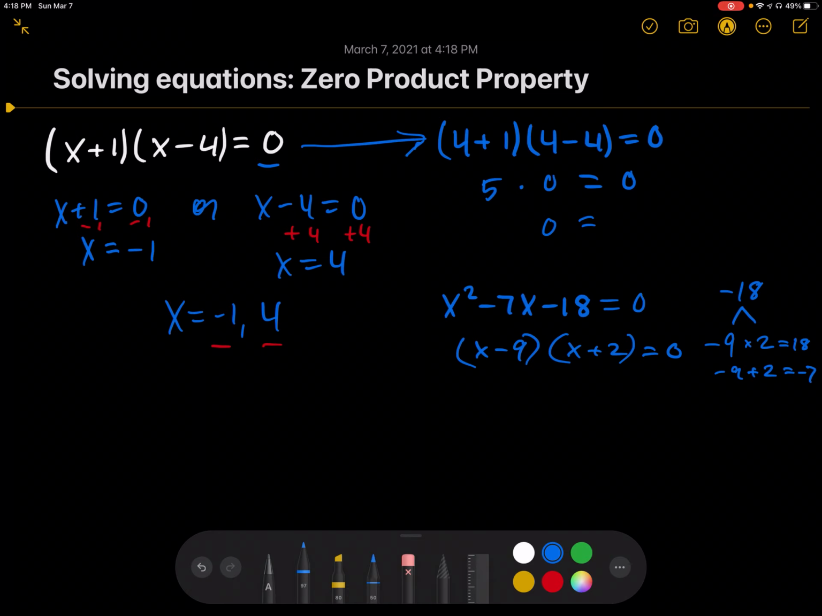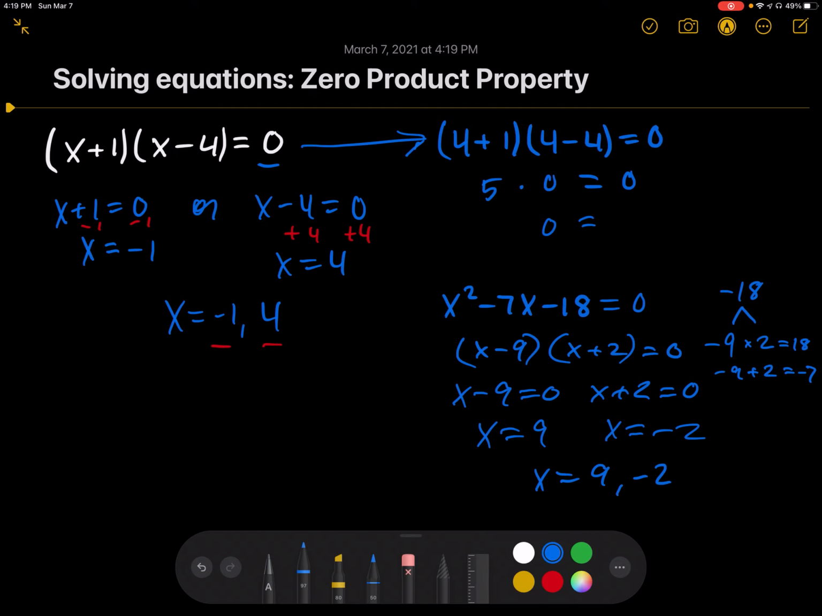From there, we can just use what we just learned and say x minus 9 equals 0 and x plus 2 equals 0. So you can just solve both sides. On this side, we get x equals 9, and on this side, we get x equals negative 2. So our final answer is x equals 9 and negative 2.